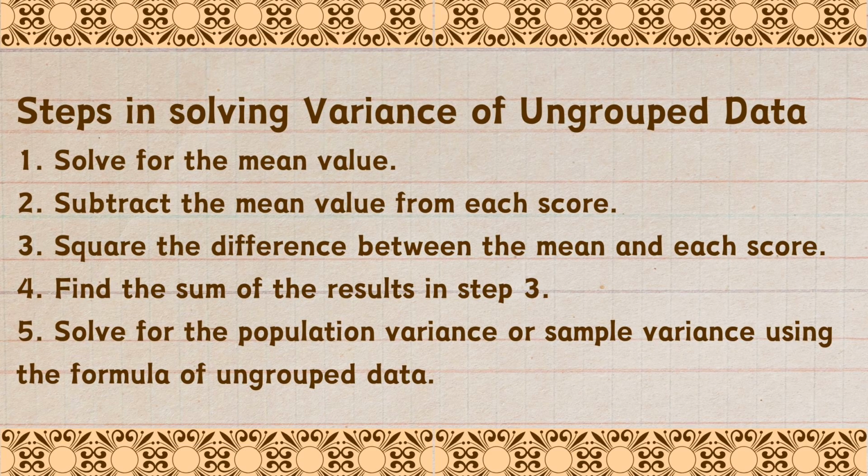Steps in solving variance of ungrouped data. Number 1. Solve for the mean value. Number 2. Subtract the mean value from each score. Number 3. Square the difference between the mean and each score. Number 4. Find the sum of the results in step 3. And number 5. Solve for the population variance or sample variance using the formula of ungrouped data.